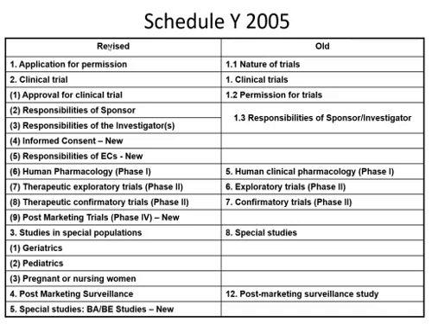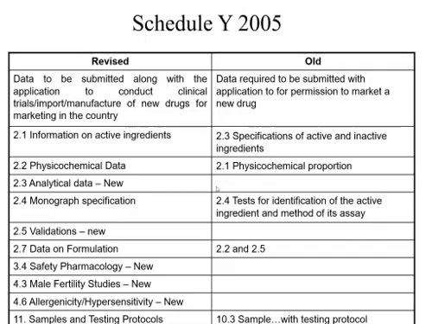So, under this, these are the revised ones and these are the old ones. Application for permission is the revised one. Then in the old one it was written as clinical trials, but in the revised one it is clinical trial only. So, the following are the tables of content.